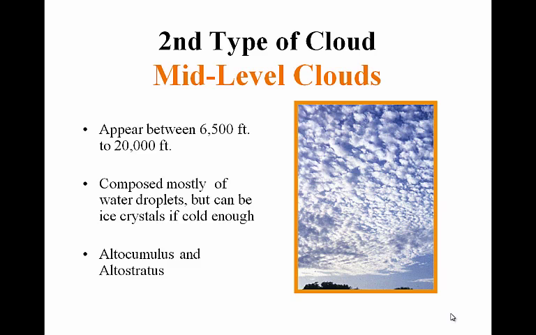The second type of clouds that we are going to discuss are mid-level clouds, and these can appear anywhere between 6,500 feet and 20,000 feet in the atmosphere. These mostly consist of water droplets, but if it's cold enough, ice crystals can form. Common types of mid-level clouds include altocumulus and altostratus clouds. Alto is a prefix we use to identify a mid-level cloud in the atmosphere.